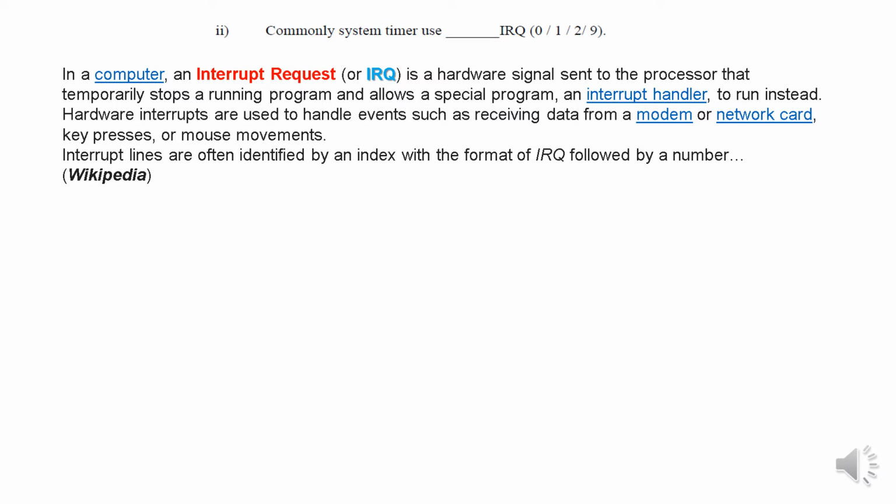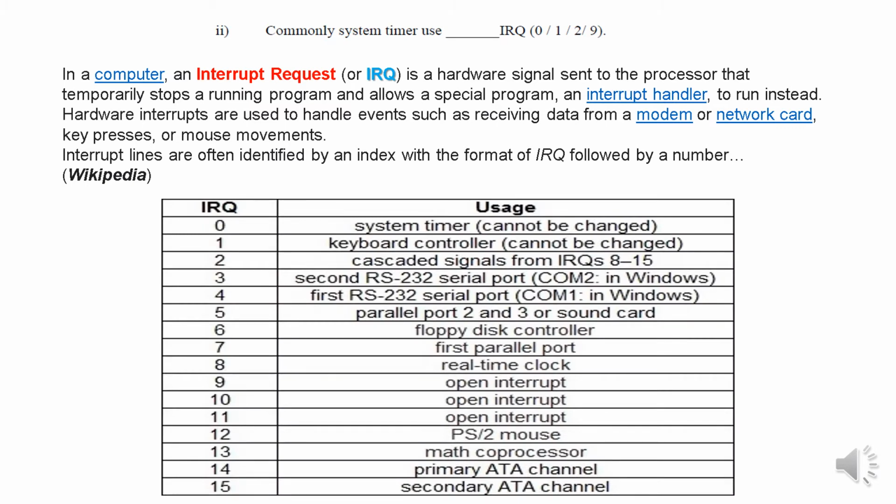There are a total of 16 interrupt requests, IRQ0 to IRQ15, but some are fixed. Some IRQ numbers are fixed, some are changed for different purposes. So let's see the whole table. In the table we can see IRQ0, that is our question, is almost always used for the system timer, and it cannot be changed. So we got our answer. This will be IRQ0.